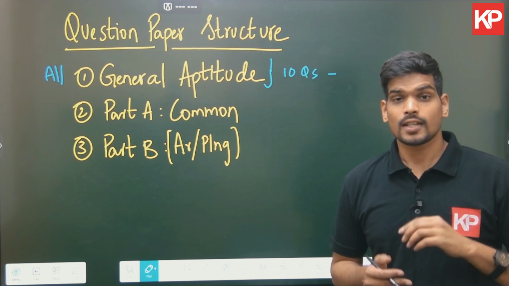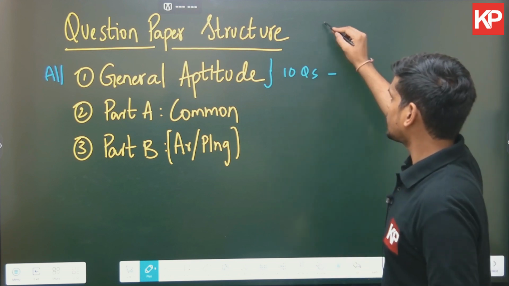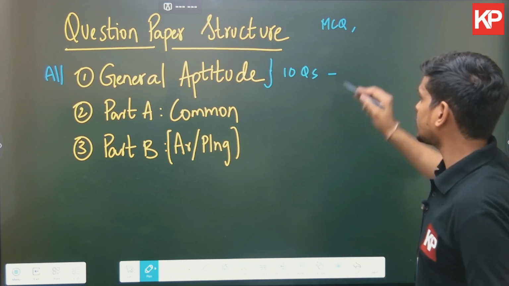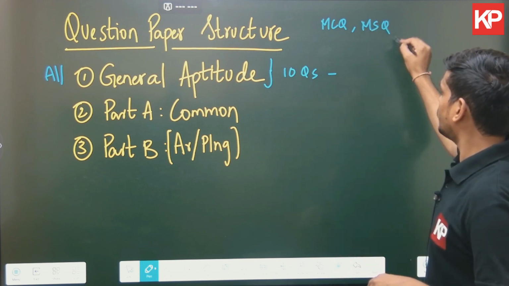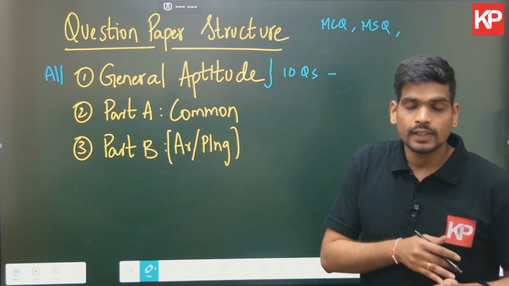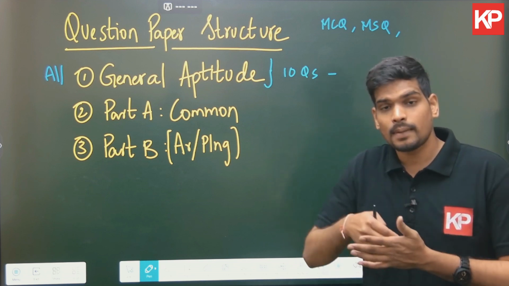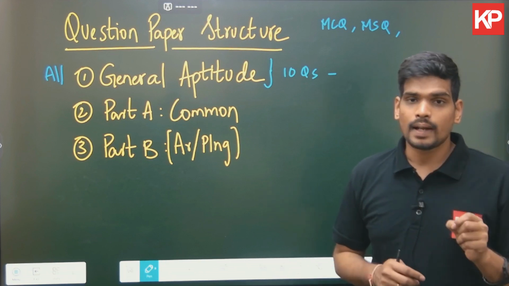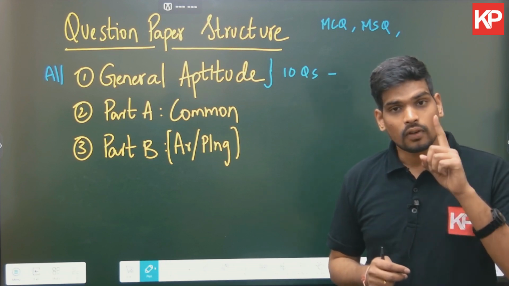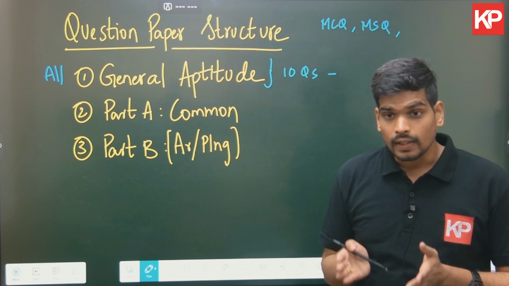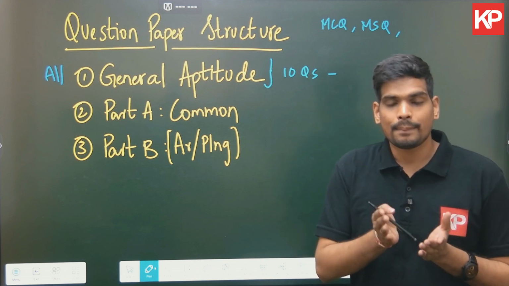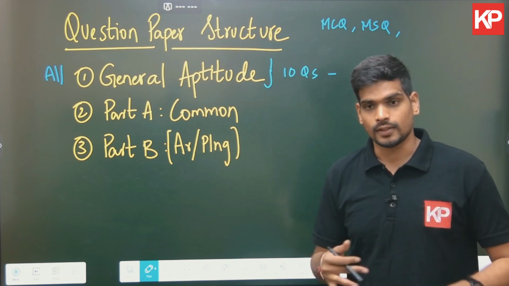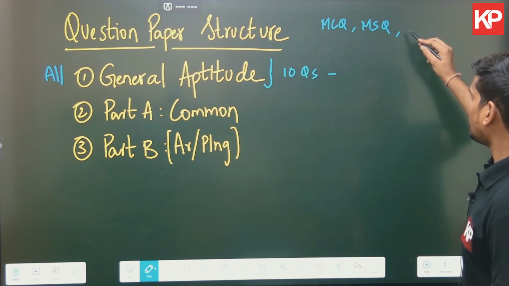There are three types of questions in GATE question paper. That is multiple choice question, where four options will be given and one answer will be correct. Multiple select question, where four options will be given and either one option can be correct, two can be correct, or three can be correct, or all the four options can be correct. Remember, even in multiple select questions, there is a possibility of having only one correct option, one correct answer. That has already happened in the past papers also. So multiple select doesn't mean you have to select multiple options. There can be one option also correct. That is multiple select question.